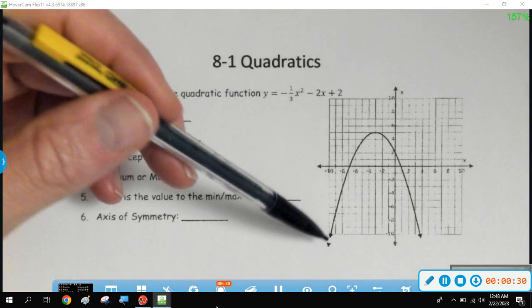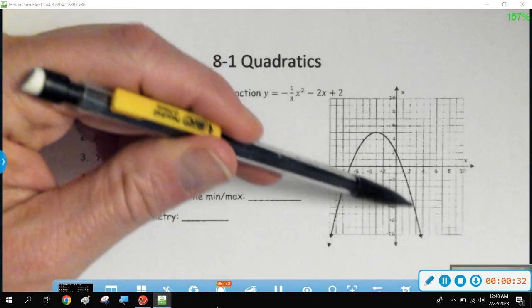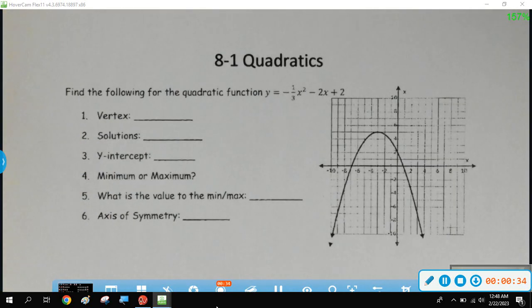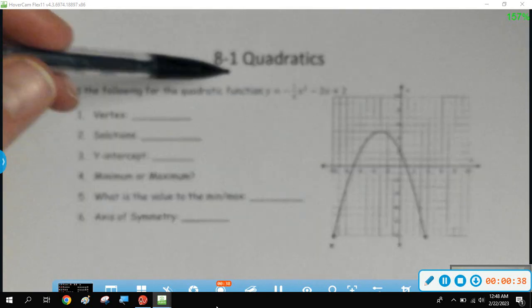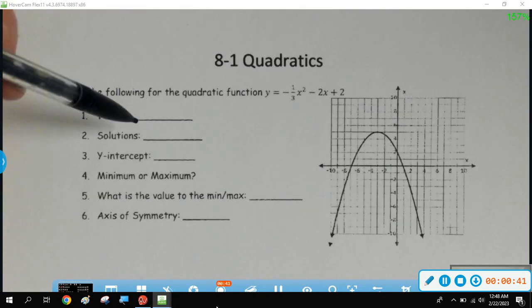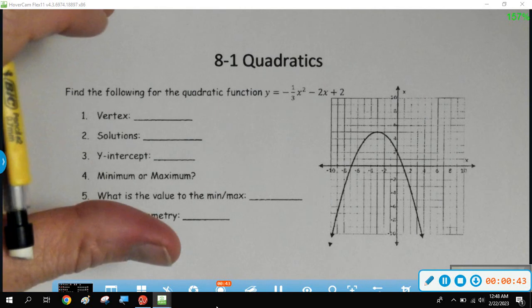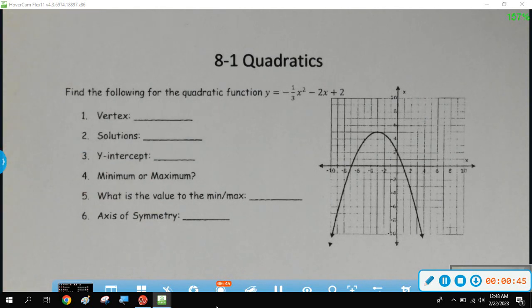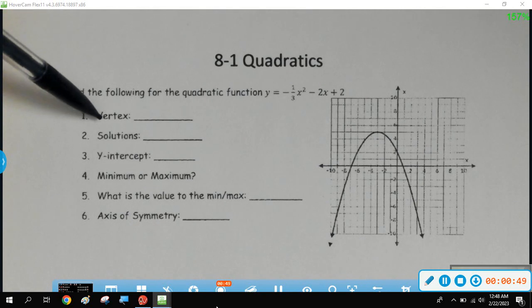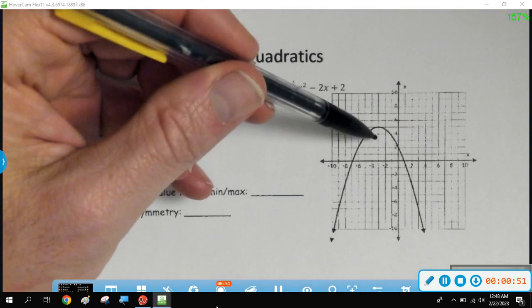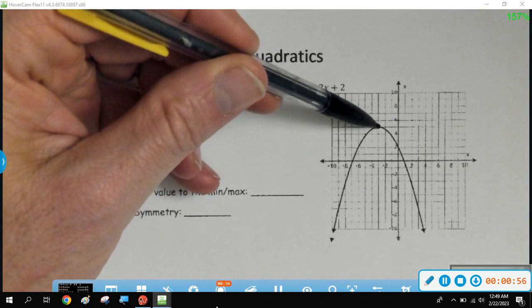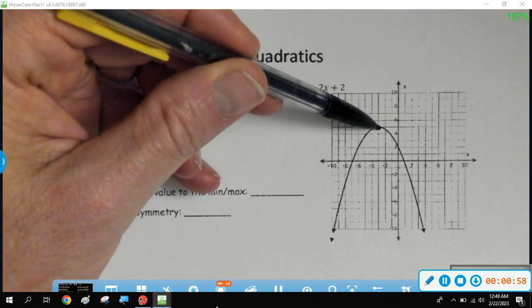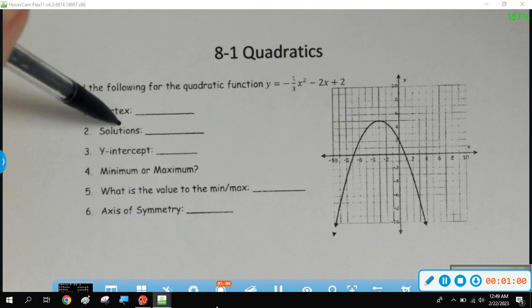Also on the graph, we see that it's a U-shaped graph. This is known as a parabola. When we have these characteristics, we know we've got a quadratic function that we're going to be dealing with. Now, there's several things that they're going to ask us to find about these quadratic functions. The first of which is going to be the vertex. Well, what is the vertex? The vertex is the middle of the U-shape of the graph. So this would be the vertex right here in the middle of the U-shape of the graph.